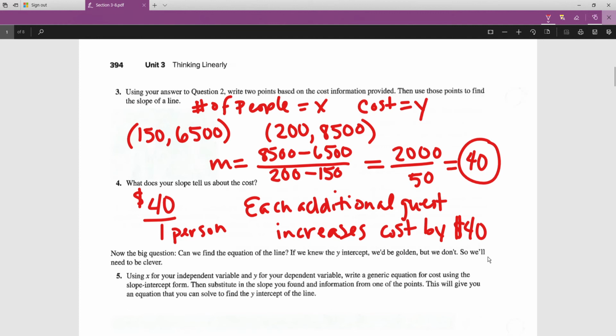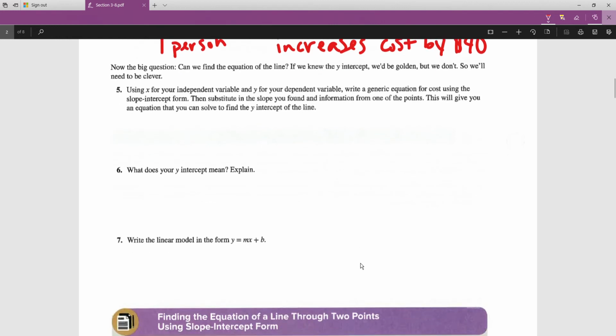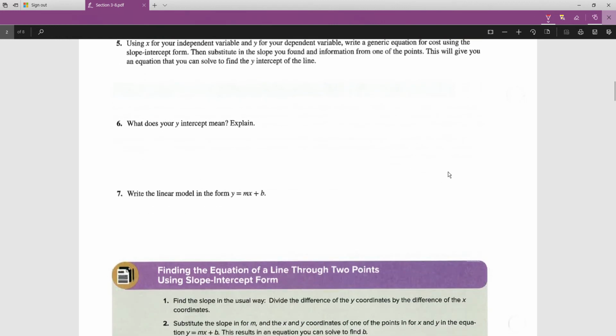Okay, now the bigger question. Can we find the equation of the line? So we already know the slope. If we knew the y-intercept, we'd be okay. But we don't know the y-intercept, so we're going to have to think a little bit more about that. So using x for our independent variable and y for our dependent variable, which we've been doing, we can write a generic equation for cost using the slope-intercept form of the line, which we already know.